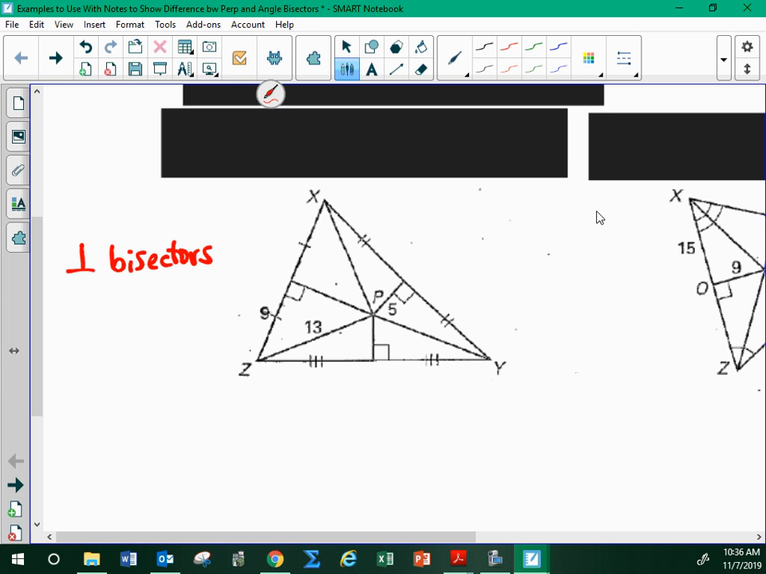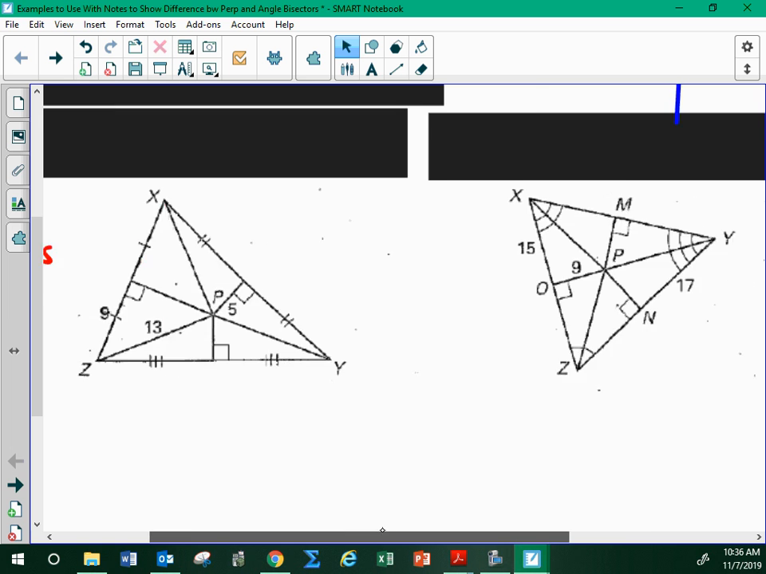Do I have medians? Nope. So medians again go from vertex to midpoint. That would be a median. Do I have altitudes? Nope. Again, these are two different lines here. So altitude would be more like that. Okay.